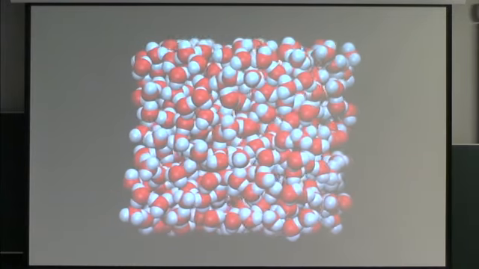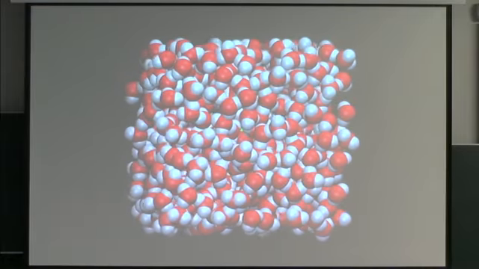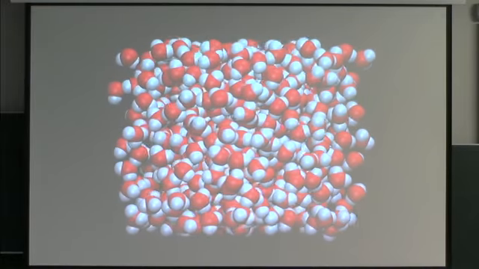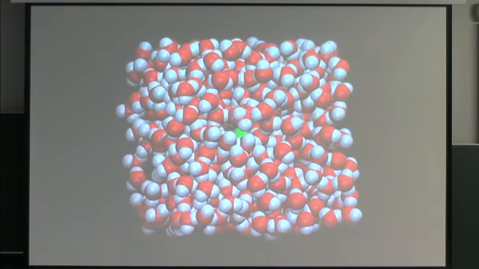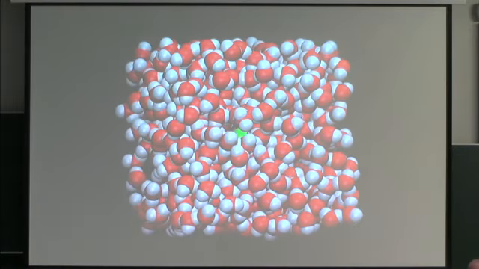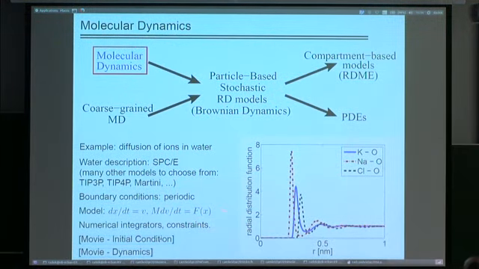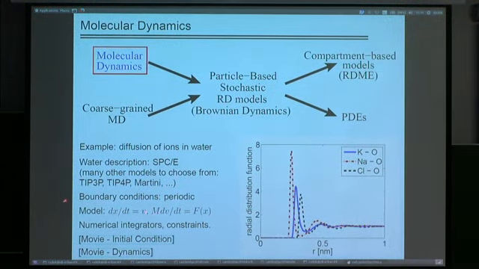Now, in order to design a molecular dynamics code, I have to take all the positions and all the velocities of all atoms, water molecules and the ion, and also take the appropriate force fields and simulate these Newton equations. I have to choose what numerical integrators to use and how to satisfy constraints. But if I do it, then the dynamics would more or less look like this.